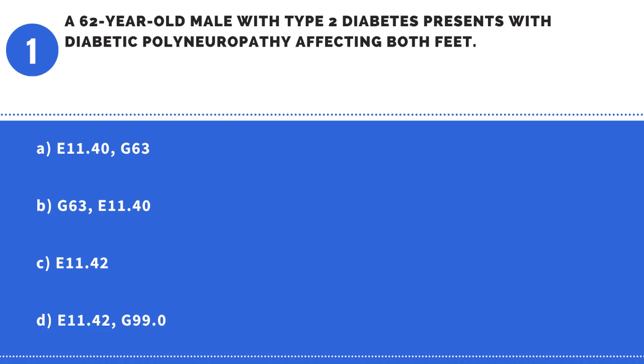Question 1. A 62-year-old male with type 2 diabetes presents with diabetic polyneuropathy affecting both feet. A. E11.40, G63. B. G63, E11.40. C. E11.42. D. E11.42, G99.0.